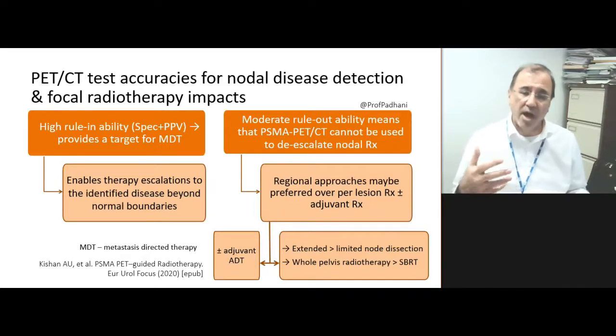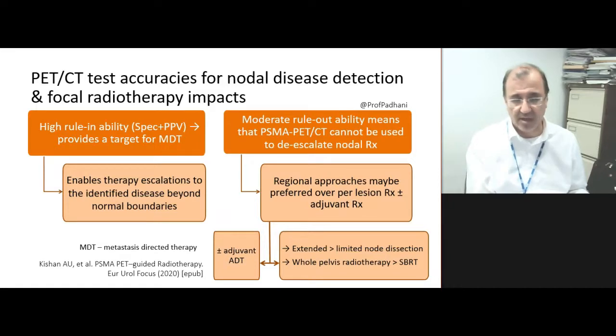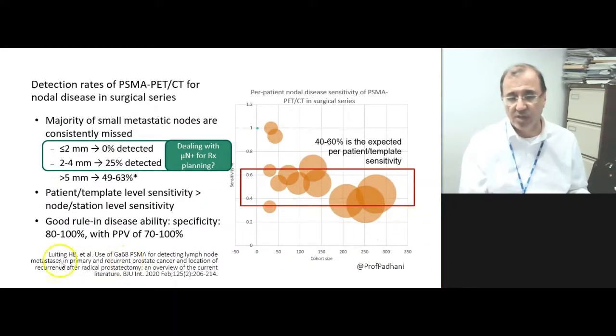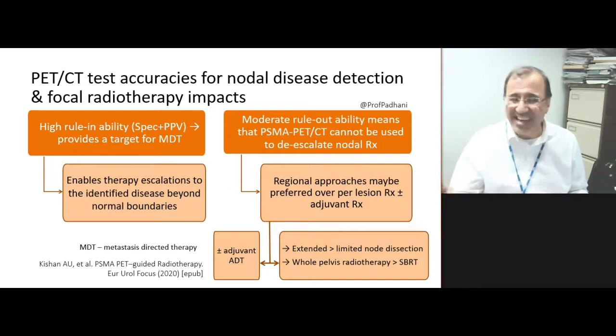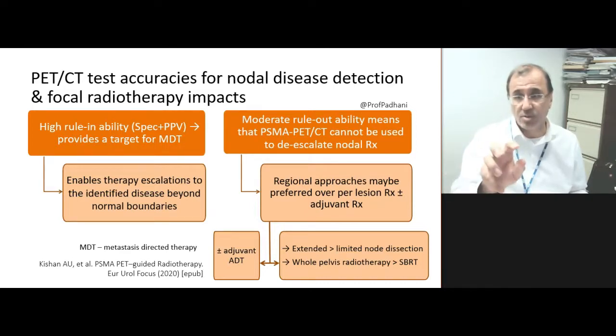Well, the high rule-in ability, because of the high specificity, let's go back and look at the specificity. You can see that the specificity and positive predictive value are very high. The high rule-in ability means that it provides a target. So if you're going to use a particular treatment and you see something that's outside the field, then you can use it to extend the radiotherapy. In other words, escalate therapy beyond the normal treatment boundaries.